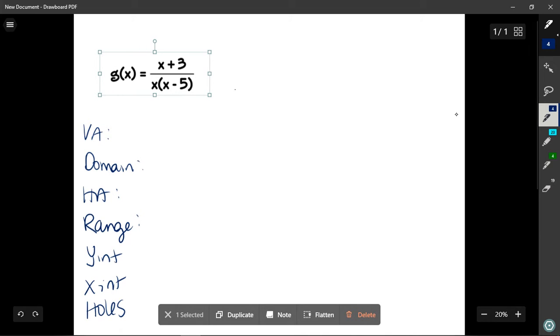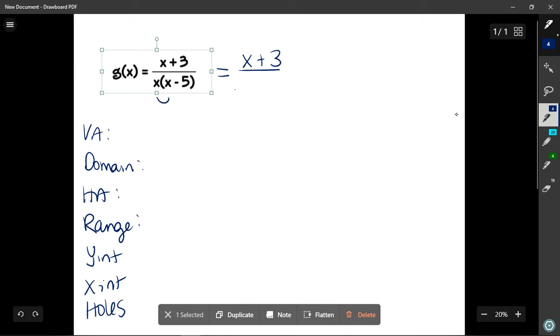So, looking at this, this is already in factored form. I'm just going to show you what it would look like if we did not have it in factored form. I'd have to distribute the x that's in that denominator to x times x, which is x squared, minus 5x. So this is what it looks like in standard form, and this is factored form. So sometimes you will have to factor to find the intercepts.